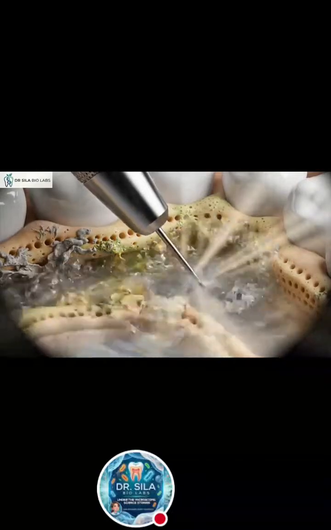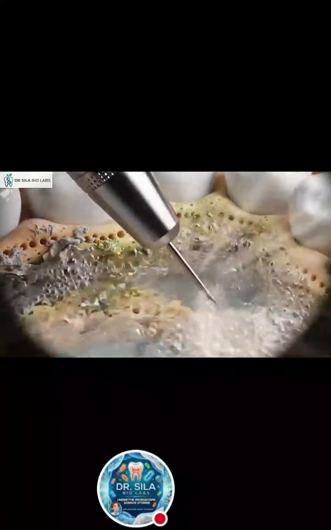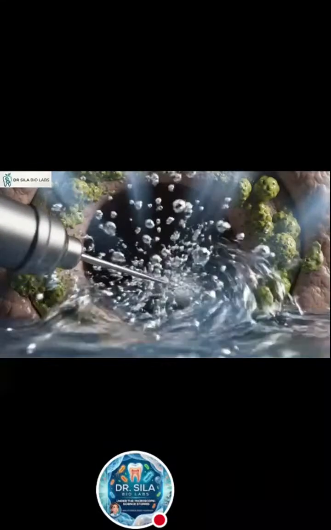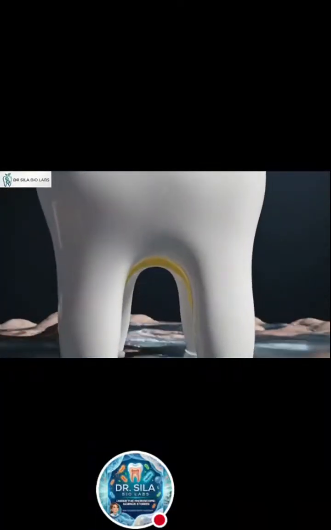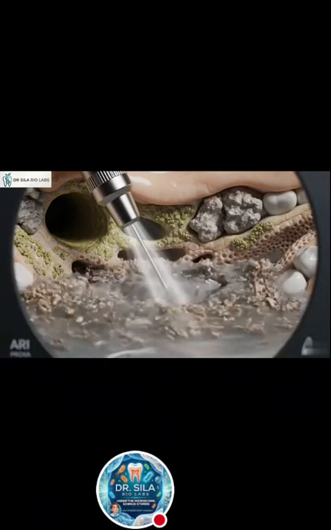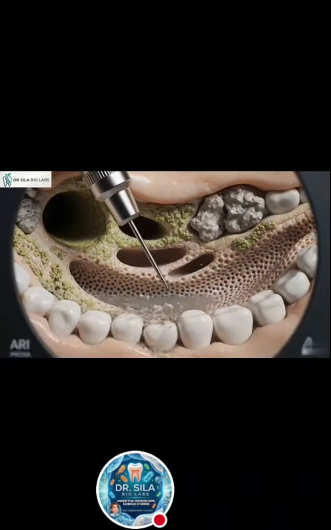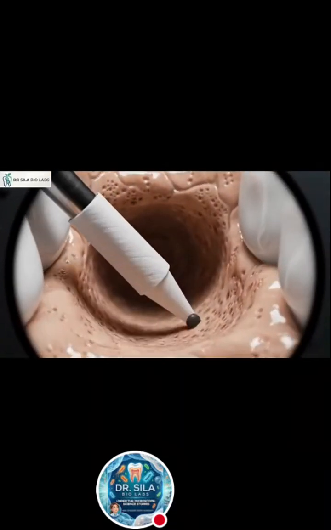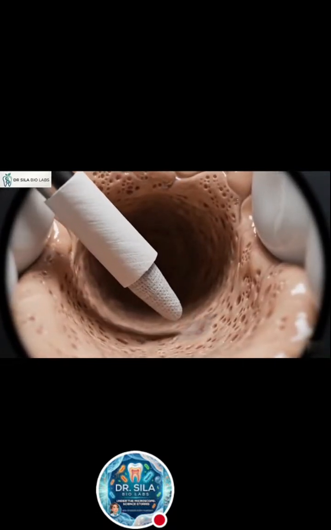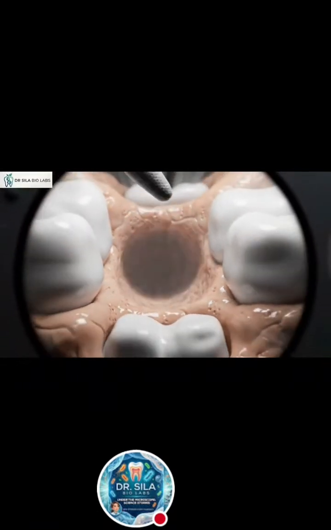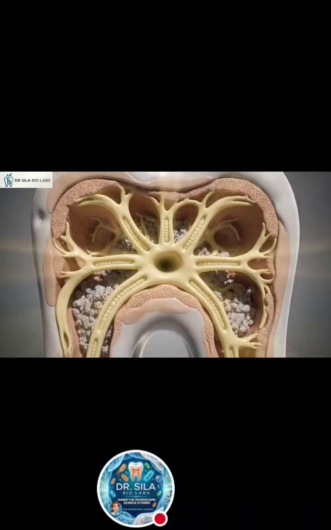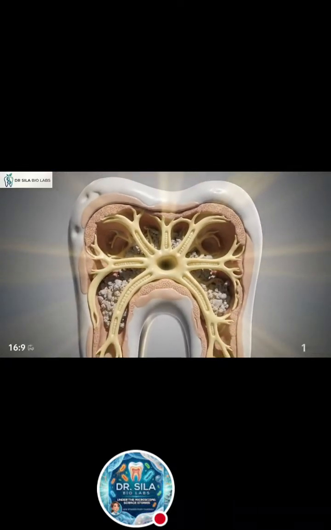Modern techniques may also use ultrasonic activation to enhance the movement of irrigants, allowing them to reach tiny areas. As bacterial biofilms are disrupted and debris are removed, the canal system becomes progressively cleaner. Multiple cycles of irrigation help reduce the bacterial population to a level that the body can successfully manage. Once the canals are thoroughly disinfected and dried, the tooth is ready for the next stage of treatment.